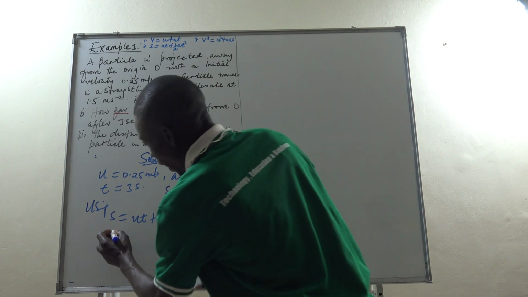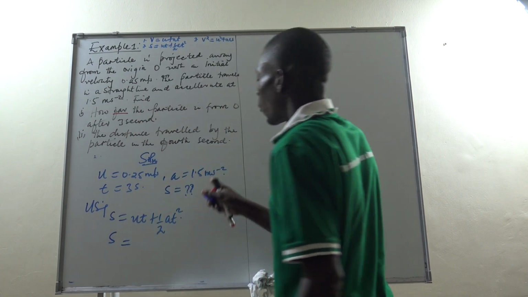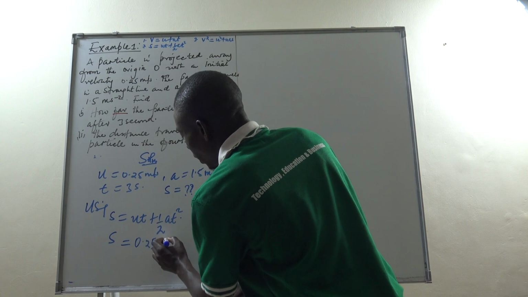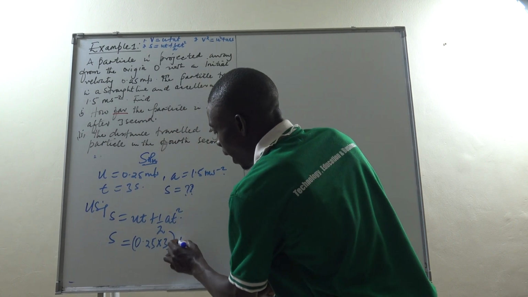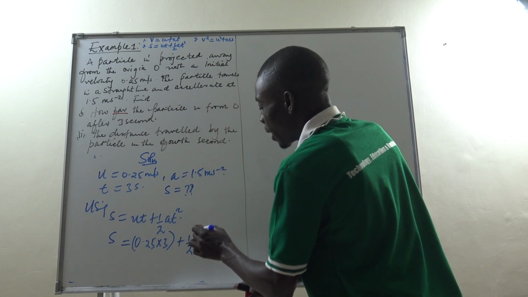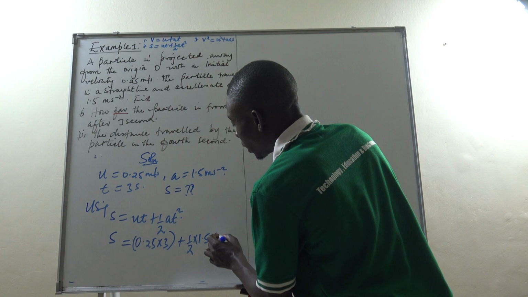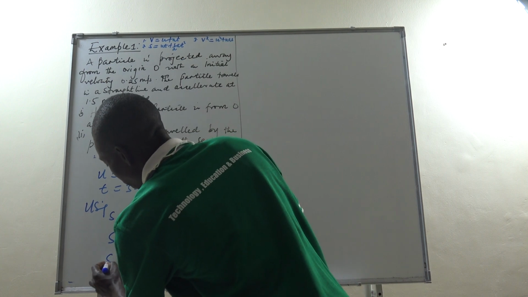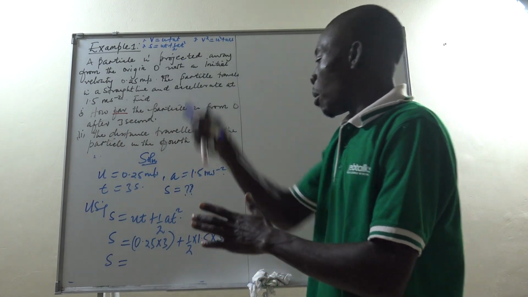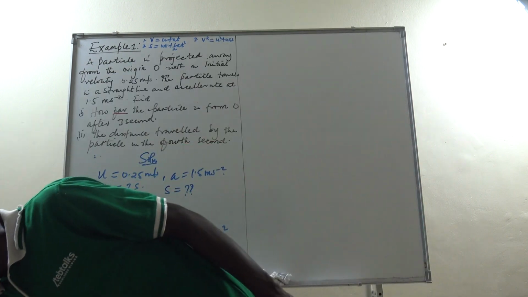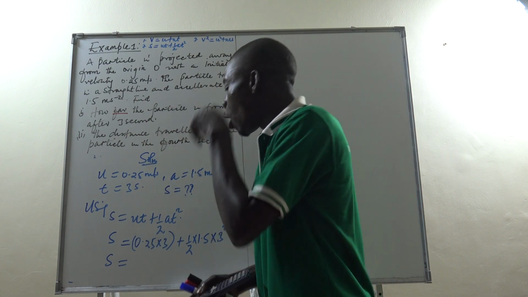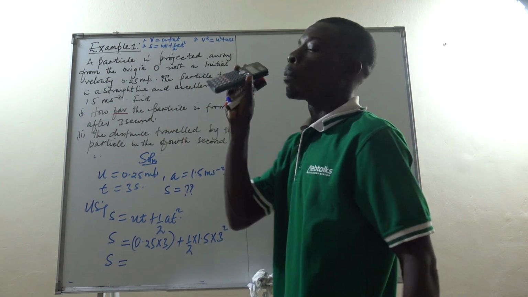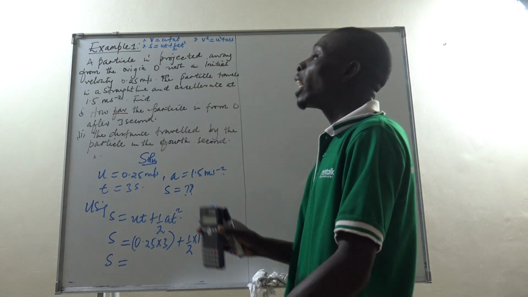Is that okay? And then I can say that my S equals U, which is 0.25, times T, T is 3. Clear? And then plus a half, what is my A? My A is 1.5. And now what is my T? It is 3 squared. Is that okay? And then you can go ahead, pick your calculator and press these values. Please always practice pressing your calculator. The more you practice, the faster you become. Try again and again to press your calculator for practice. It will be embarrassing if you have a calculator and you can't even press some of the functions.